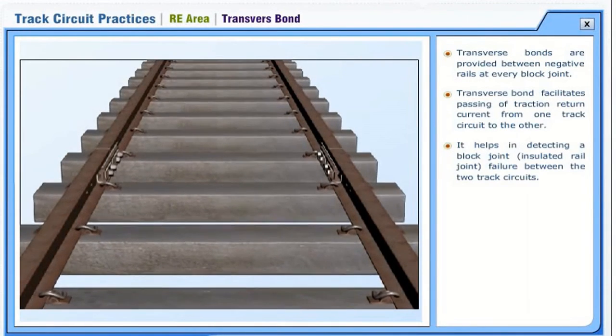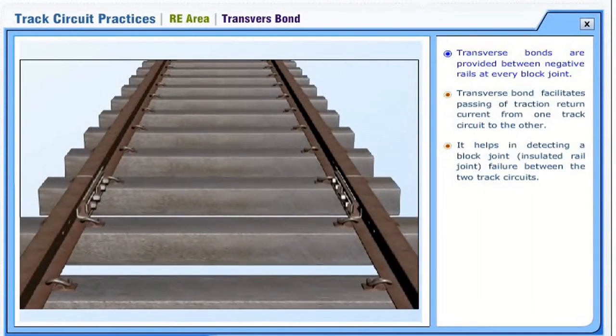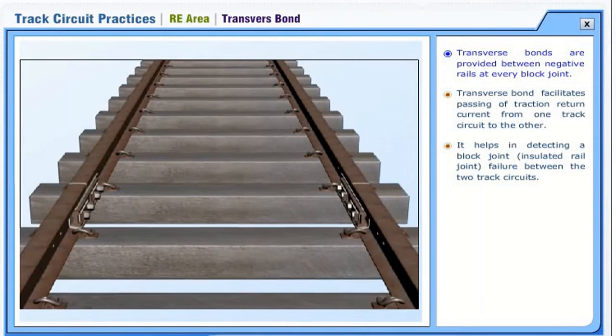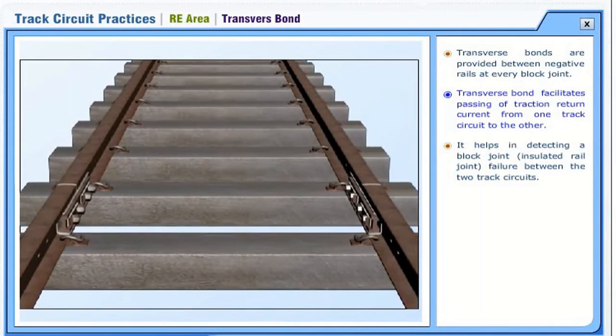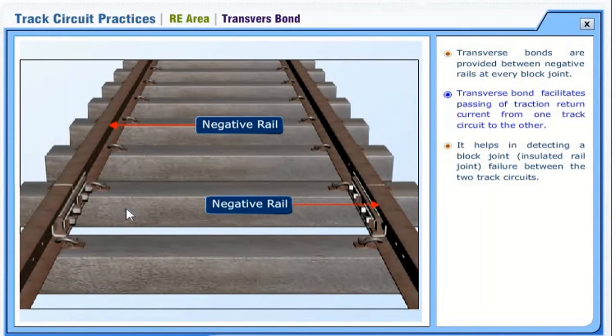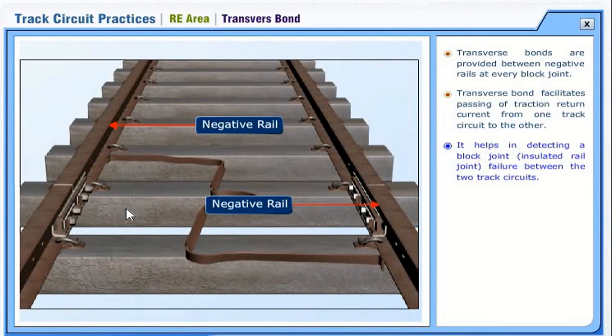Transverse bond. Transverse bonds are provided between negative rails at every block joint. Transverse bond facilitates passing of traction return current from one track circuit to the other. It helps in detecting a block joint failure between the two track circuits.